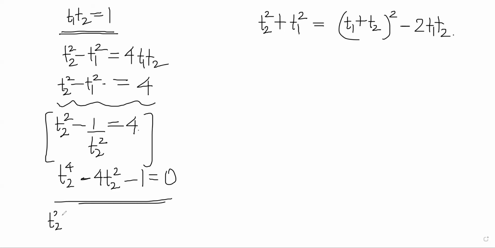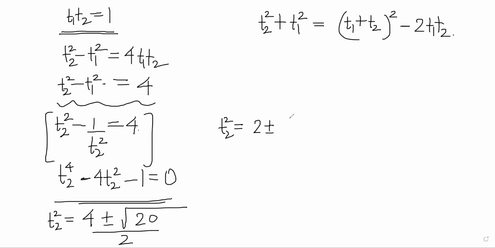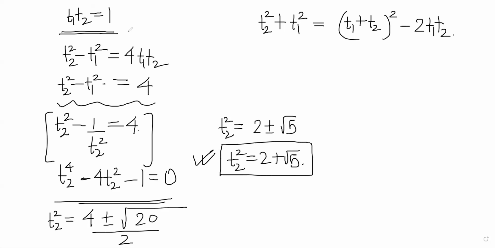So you're getting t2 square is equal to minus b, so 4 plus minus root over 16 minus minus 4, so 20, by 2. So this becomes t2 square is equal to 2 plus minus root 5, right? So t2 square is equal to 2 plus root 5 is coming from here. We have simply used these results to solve it, okay? Once we get t2 square is 2 plus root 5, we can write now t1 square is 1 by t2 square, so 1 by 2 plus root 5.